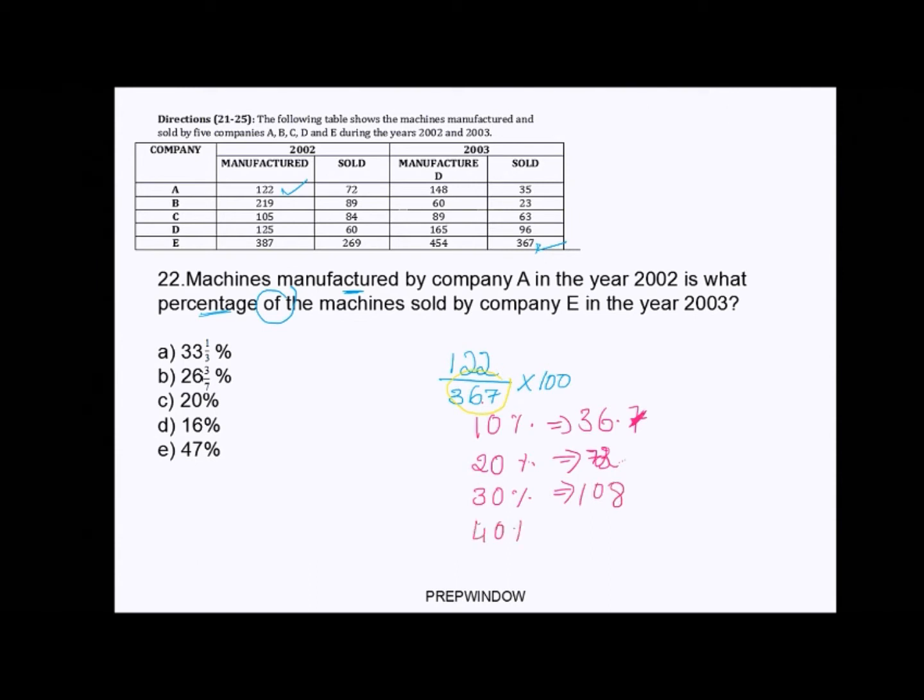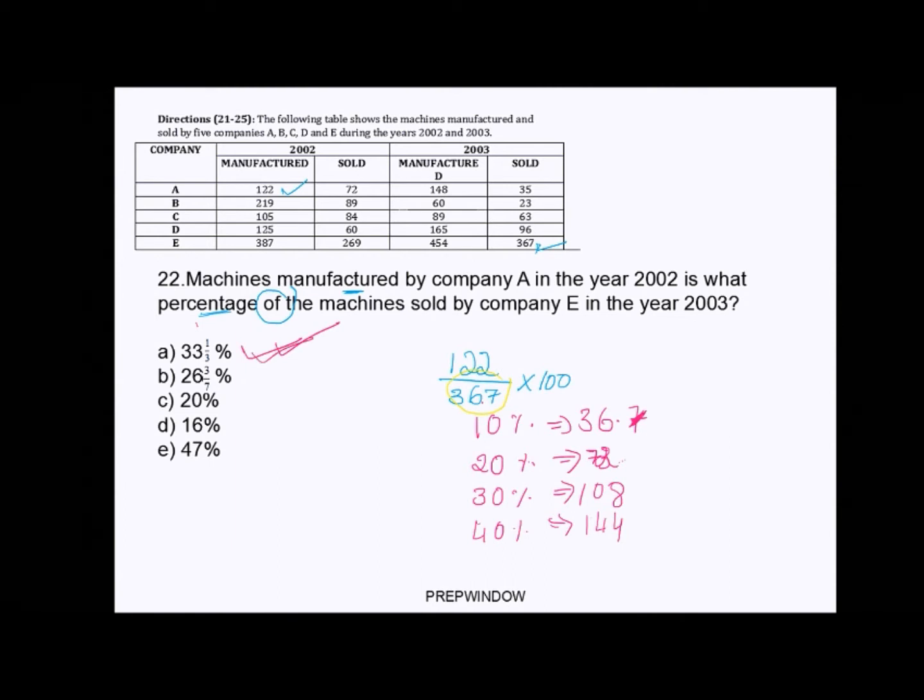Now 30% is below the numerator 122, so your answer is definitely more than 30%. Now see 40%. 40% of the denominator is 108 plus 36, which is 144. So 144 is definitely more than 122. 122 is less than 144, but 122 is more than 108. That means your answer should lie between 30% and 40%. You have only one option, that is 33 1 by 3%. So your answer is option A.